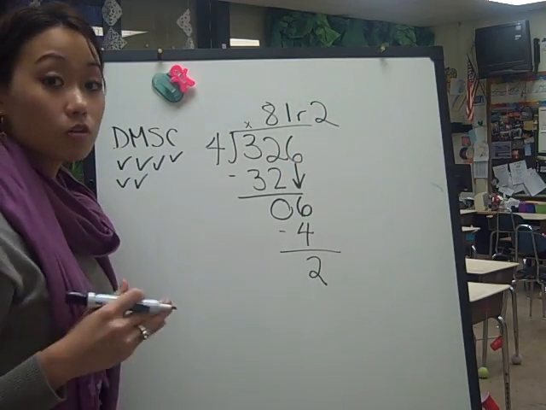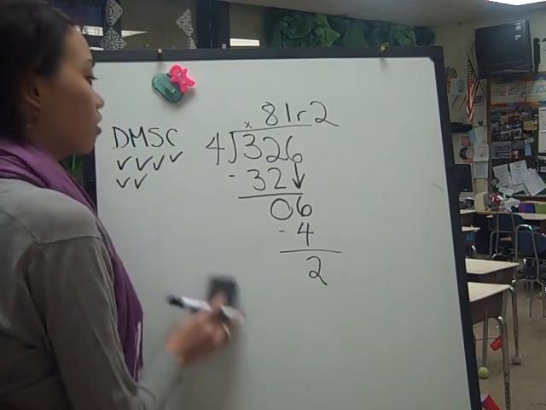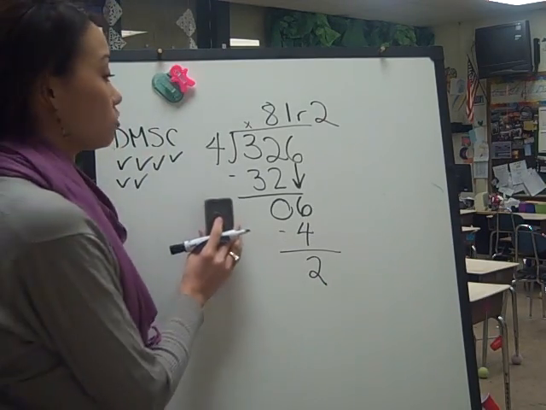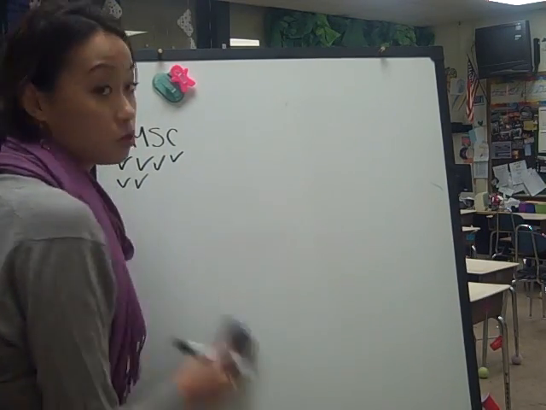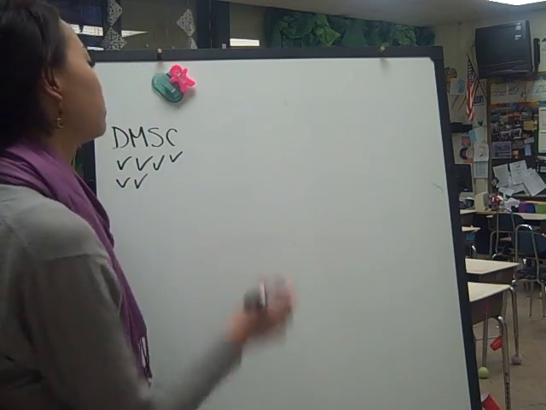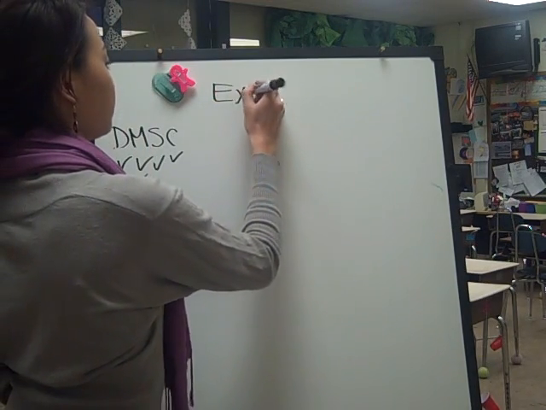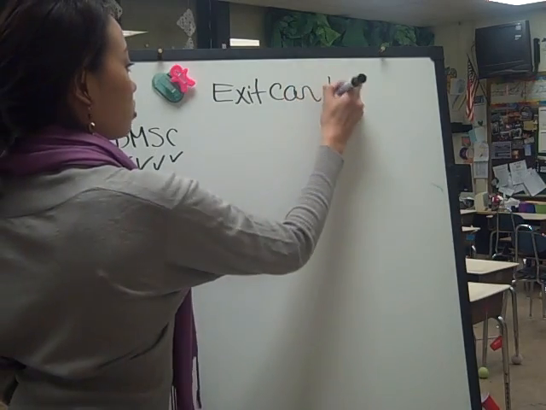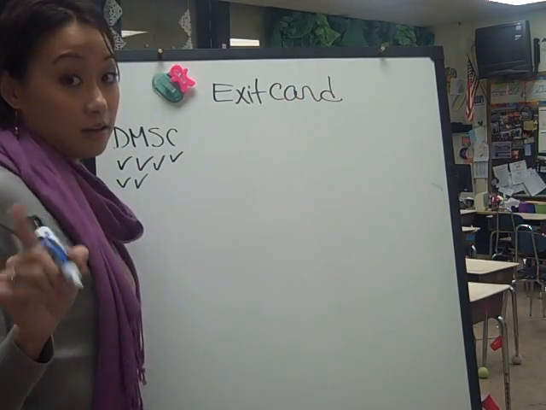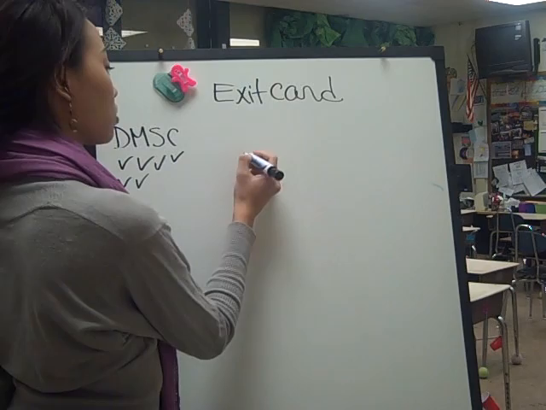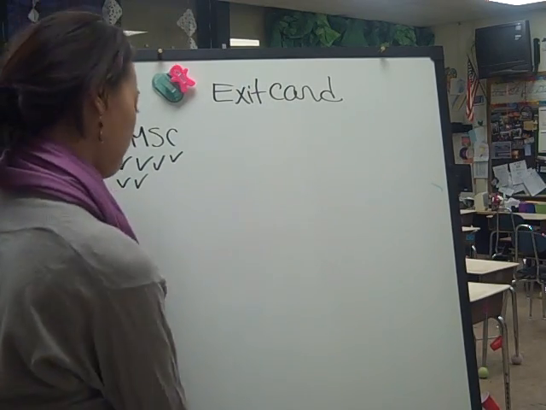Okay? Go back and revisit this video. It was a quick video. If you didn't understand it, go back and do it again. Maybe have mom or dad help you, watch it with you, and help do some practice problems. Okay, for your exit card, I need you to write your name on it, the secret word of the day, and then you're going to solve these 2 problems.